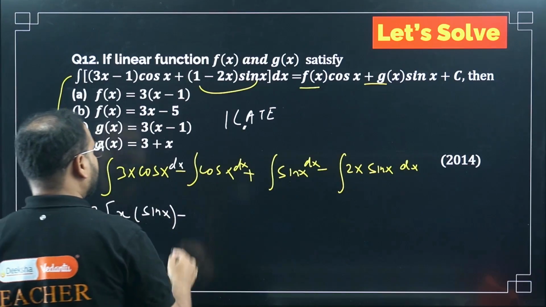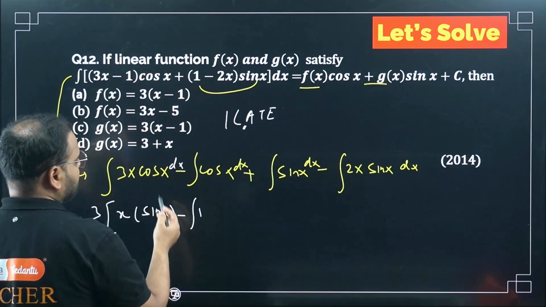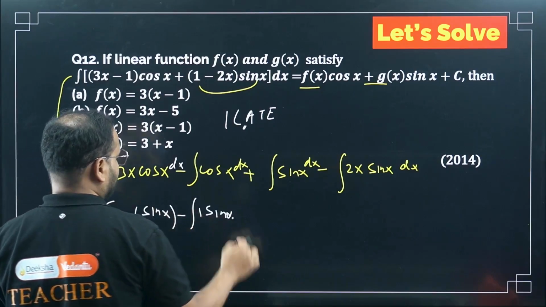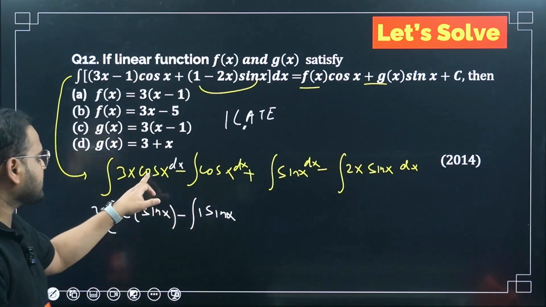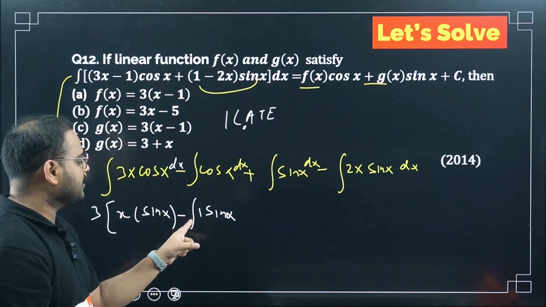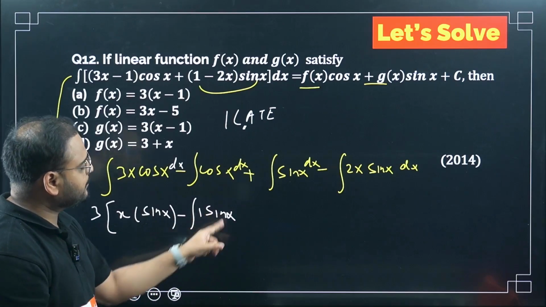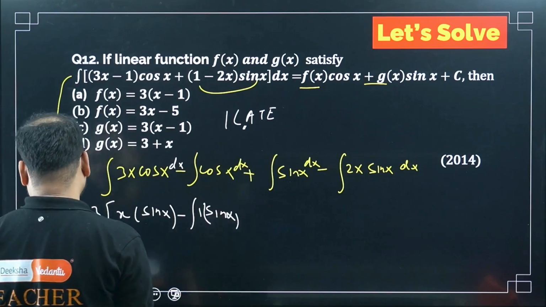Now minus sign will come. Differentiate what? X. How much I'll get? 1. And now what is this going to be? Simply sin x. Yes or no? Please check. Differentiation of x is 1. 3 I have taken outside anyway. Cos x integration is what? Sin x. Now I am going to integrate it over here only. I'll write this as integration of simply sin x. How much is that going to be? Tell me. Simply minus cos x.